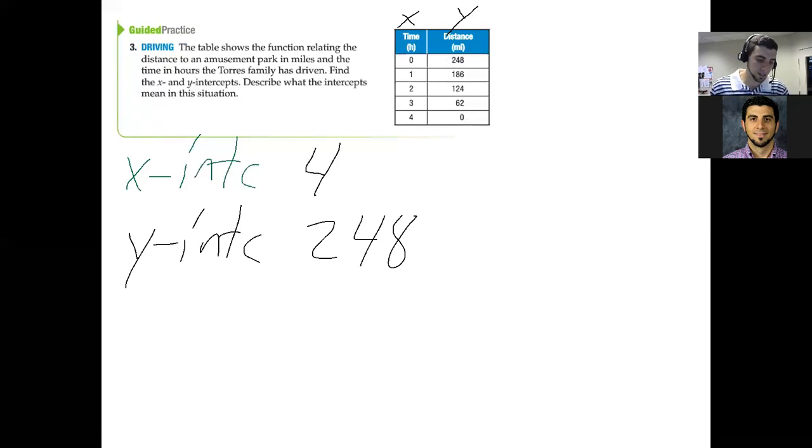Okay, so the x-intercept means that the Torres family arrived at the amusement park after 4 hours of driving. The y-intercept means that the Torres family is 248 miles from the amusement park, or as soon as they started, they had 248 miles to drive to get to the amusement park. That's the y-intercept. Okie doke.